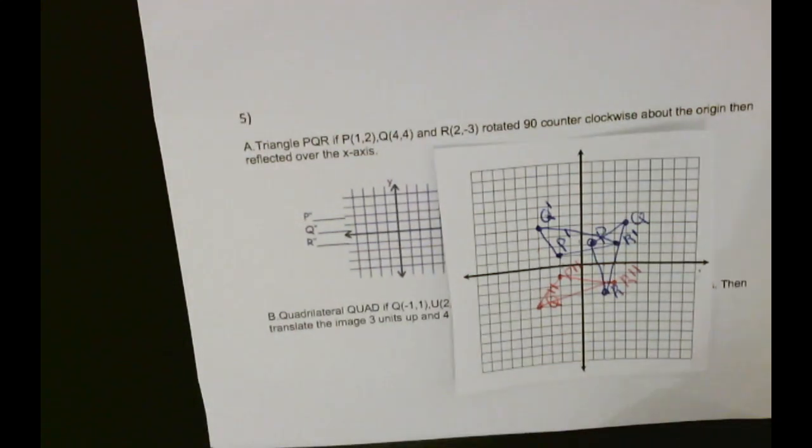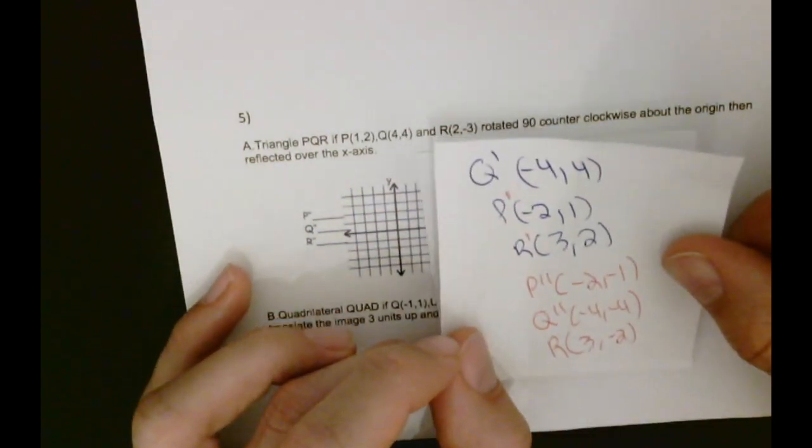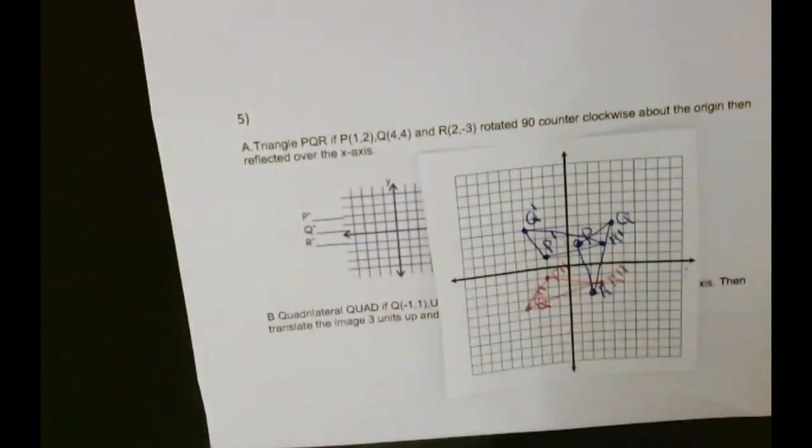The question asked you to label your new points. So here are our new points: -2, -1; -4, -4; and 3, -2.